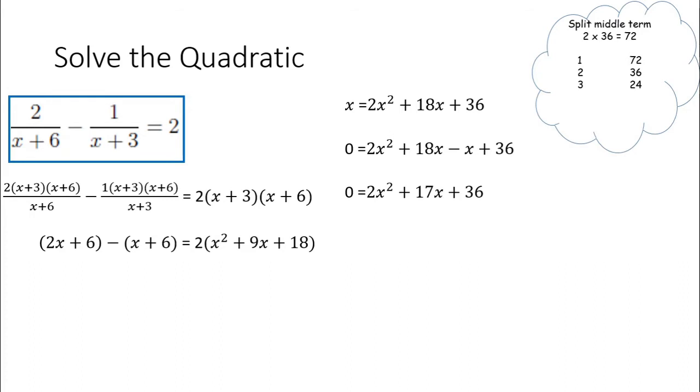72 also divides by 3, and it's 24. But 3 plus 24 is 27. I'm still way off. Next, I can divide 72 by 4, and that gives me 18. But 4 plus 18 is 22. Let's keep going. I can divide by 6. 72 divided by 6 is 12. But 6 plus 12 is 18.